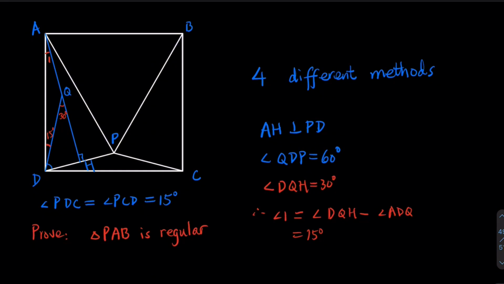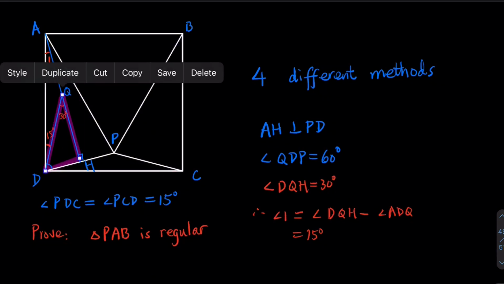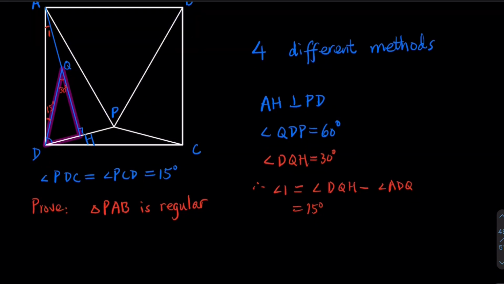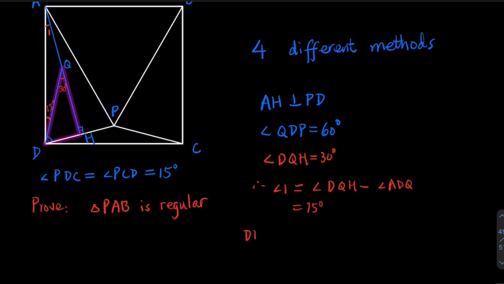So now here, using the property of the right triangle with special angles, right? That is the angles 30, 60, and 90 degrees. So we know that DH is going to be half of DQ, right? So we have DH is 1/2 of DQ.